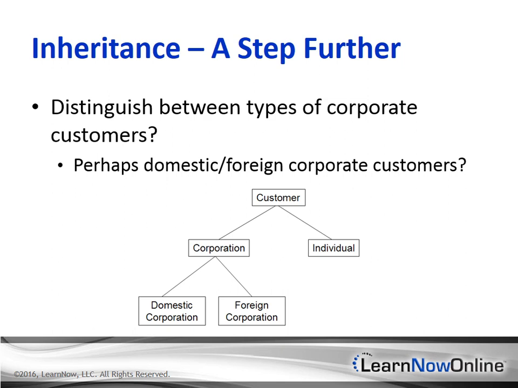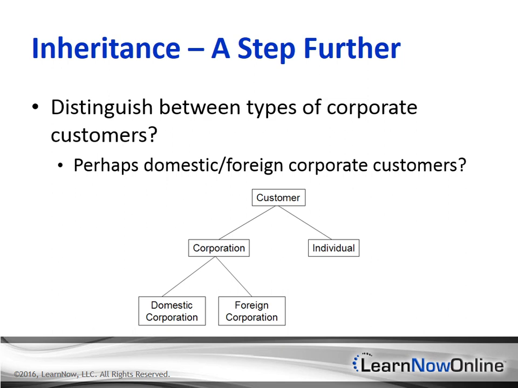So I still have a base customer class that has the core functionality, the core features that define what a customer is. And then I have corporation and individual classes, same as I talked about previously. But now, because I may have subsets of corporation customers that are different enough to justify their own derived classes, I can define these domestic corporation and foreign corporation.